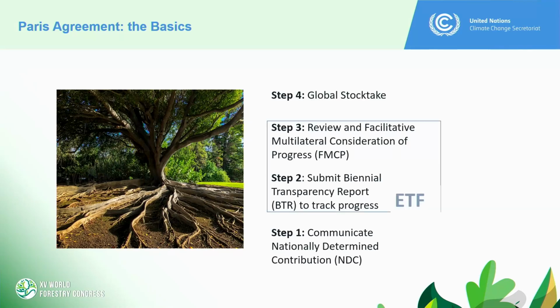Just very quickly, the idea of the Paris Agreement, the basics, is that every country reports a nationally determined contribution. What are they aiming to do to address climate change? They submit reports to track whether they have achieved what they wanted to achieve. And there's a review and a facilitative multilateral consideration of the progress. And all of that input, together with other global input, goes every 5 years into what we call the global stocktake, which can inform countries when they make new NDCs, new nationally determined contributions. So that's the basic cycle through which the Paris Agreement ensures that there is enhanced ambition over time.